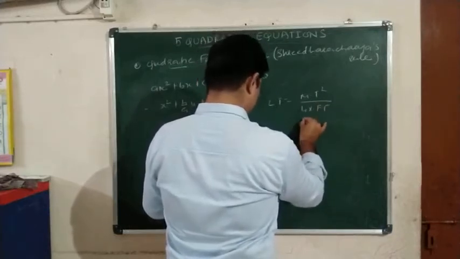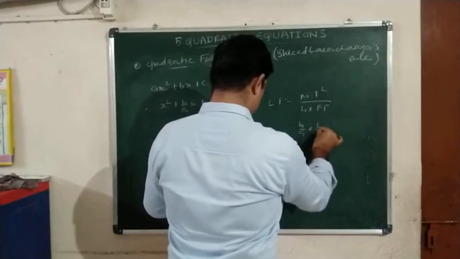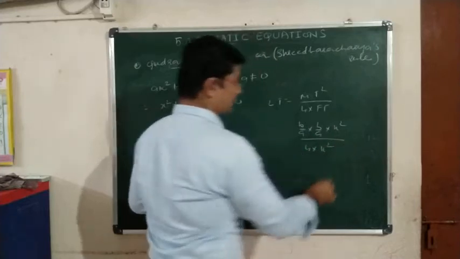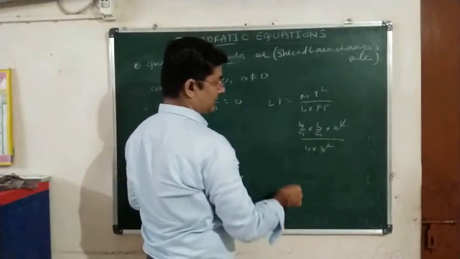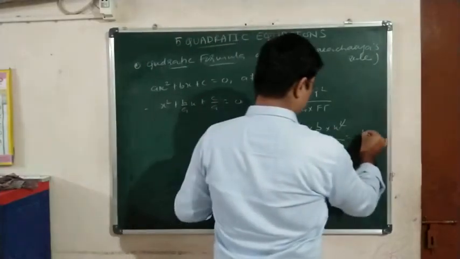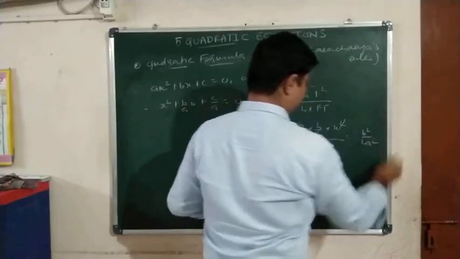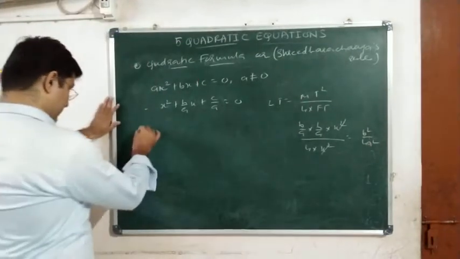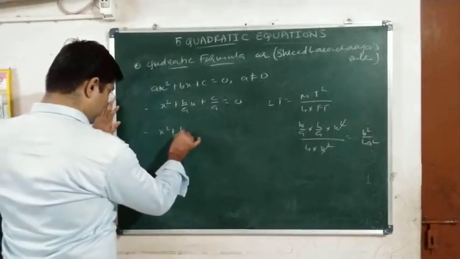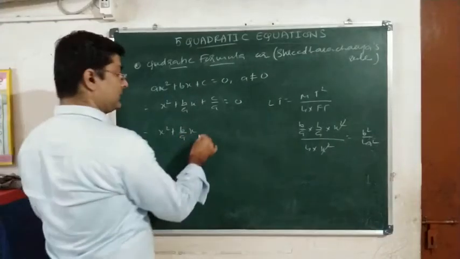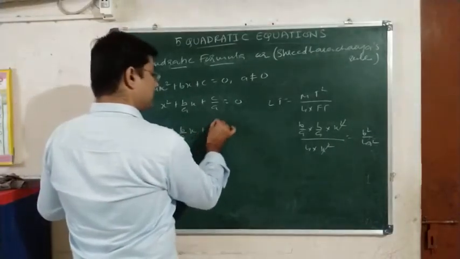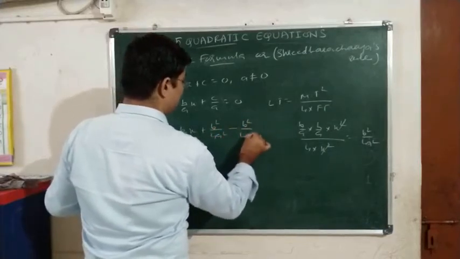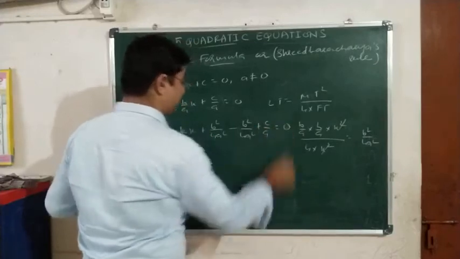So MT² is (b/a)x × (b/a)x, divided by 4 × x². x² will get cancelled. Yes or no? So b²/4a² is the last term we got. This last term we will add and subtract on the same side. So x² + (b/a)x + b²/4a² − b²/4a² + c/a = 0.